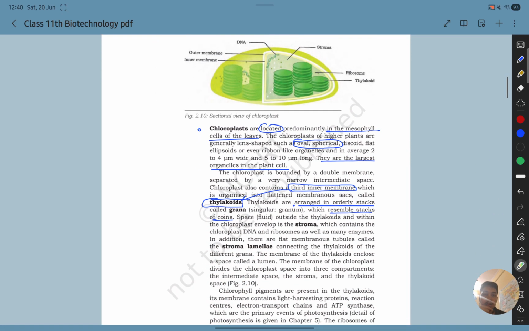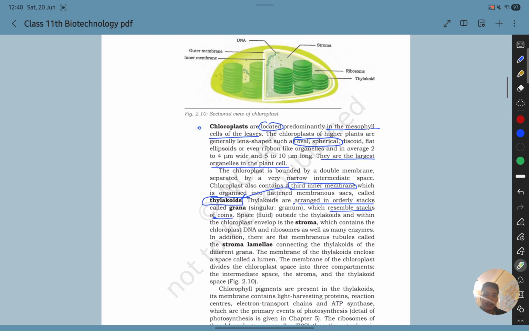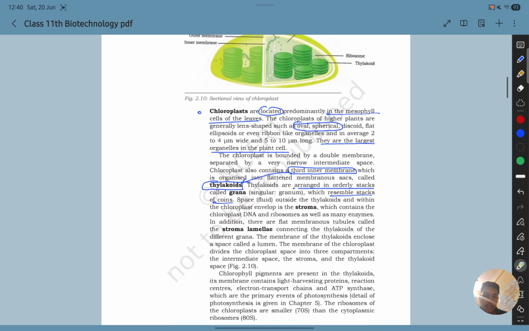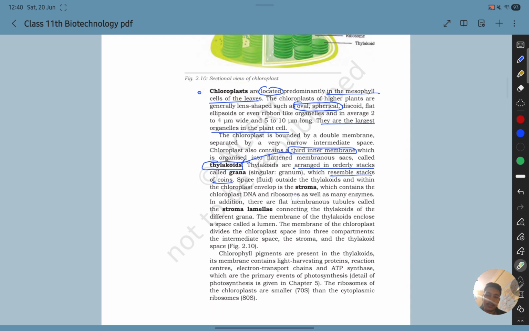Now moving to the next topic, the chloroplast. Chloroplast first. Its location is the mesophyll cells of the leaves. They are in the leaves. They are of oval shape, as we can see here. It is the largest organelle in the plant cell. Very good topic, a simple fact that can come in the exam. Which is the largest organelle in the plant cell? It is simply the chloroplast.